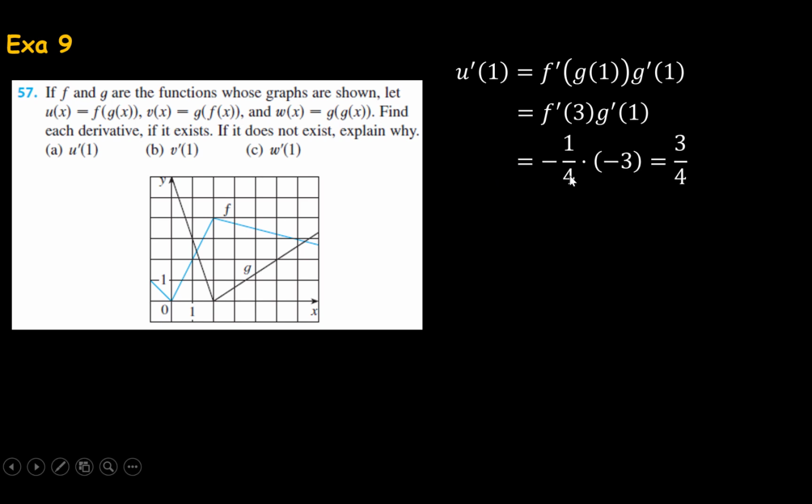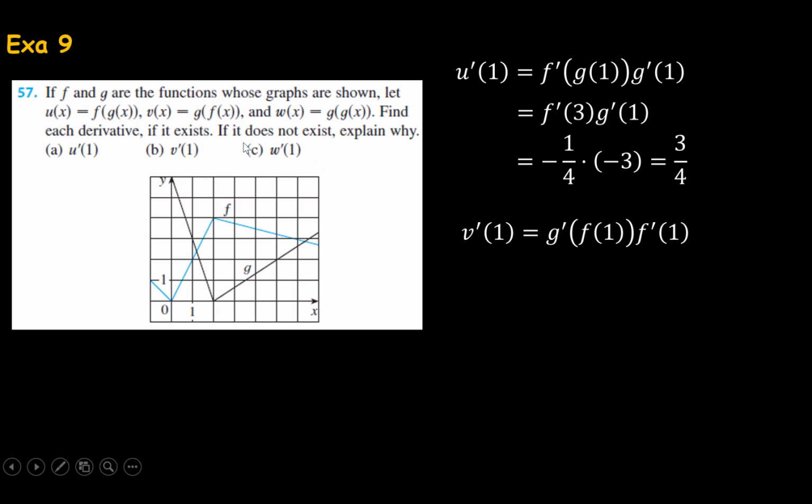Okay, negative 1/4. And then g prime of 1 here. This is the 1. It should be the slope of this line. If you look at the rise over run here, it looks like 3. It's minus 3 because it dropped. So minus 3 over 1, so it should be minus 3. All right, and the answer is just 3/4. Okay, let's do another one, v prime of 1.